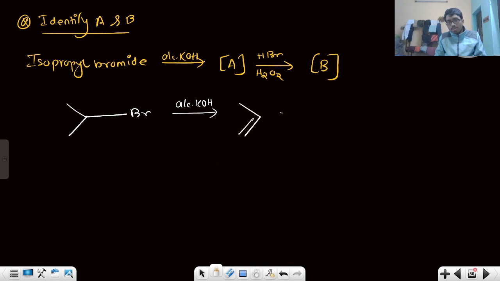This way. When I am using HBr, and you can see I am using H2O2, HBr H2O2, then what will happen? Anti-Markovnikov rule is supposed to happen. This side is least hydrogen, this side is more hydrogen. But what will happen is it will attach to this side.